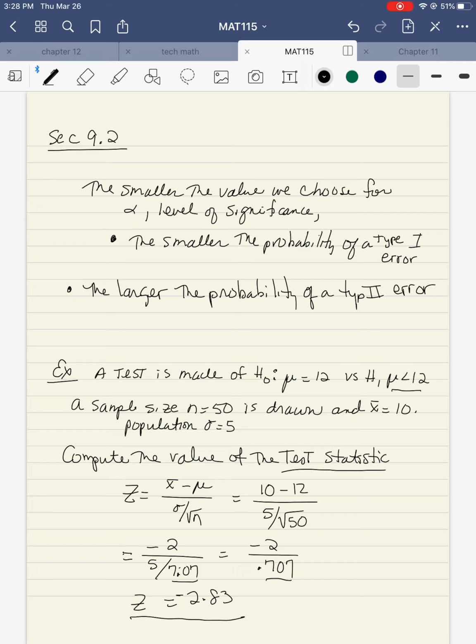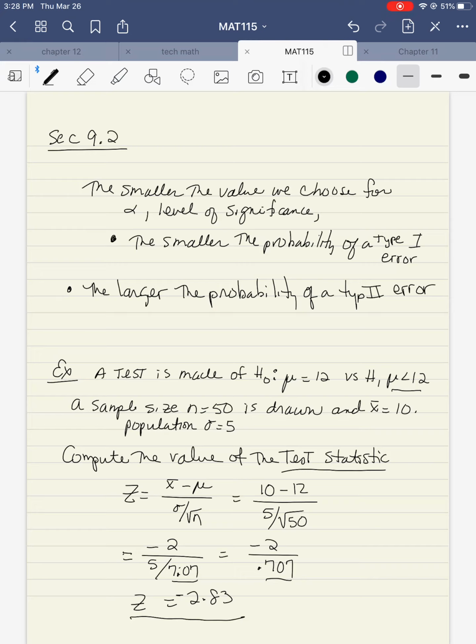Because mu is less than 12 in the alternative hypothesis, this is a left-tailed test. A sample size n equals 50 is drawn and x bar is equal to 10. The population sigma is 5. Compute the value of the test statistic. Z is equal to x bar minus mu divided by sigma divided by the square root of n.